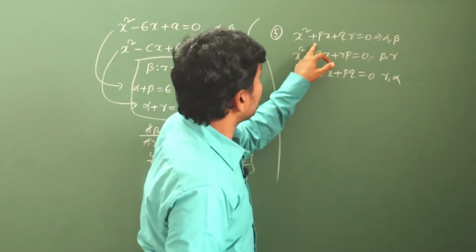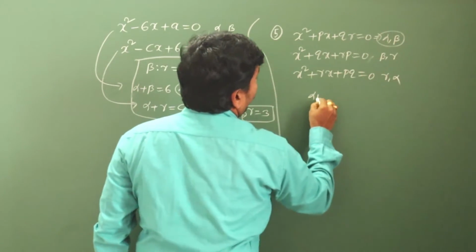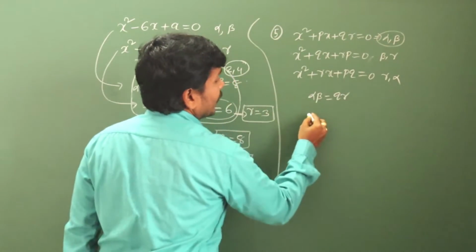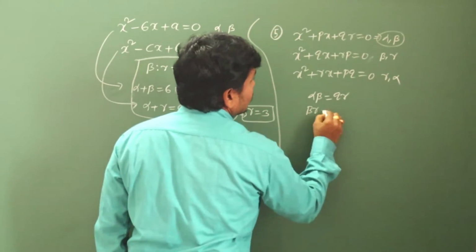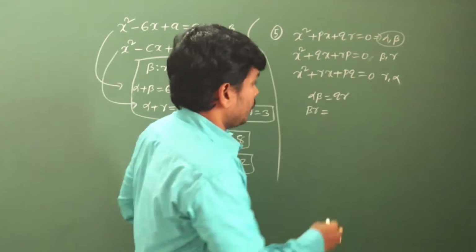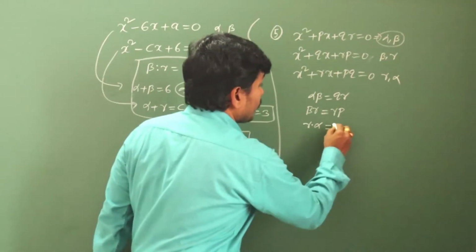Now tell me, what do you get for the product of the roots? For the first equation, the product of the roots is QR. For the second equation, the product of the roots is RP. And for the third equation, the product of the roots is PQ.